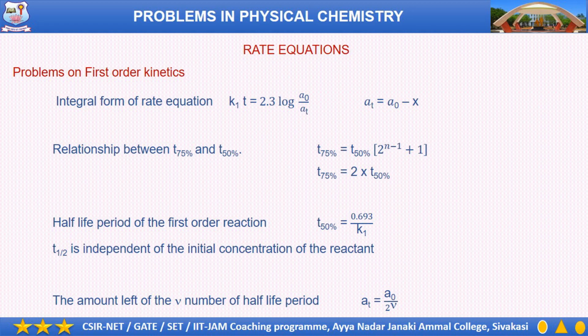First, take down the amount left after a number of half-life periods. It is given by the formula A t is equal to A naught by 2 power nu, where nu is the number of half-life periods. This type of problem is also asked.